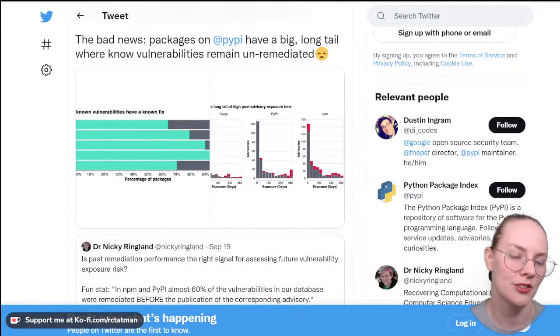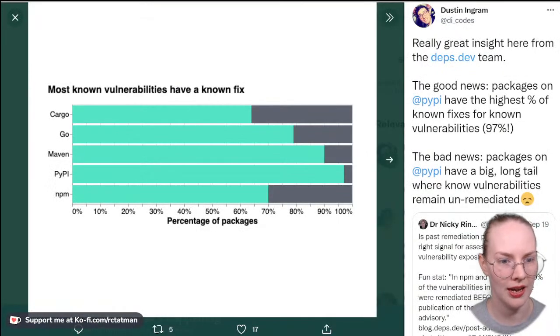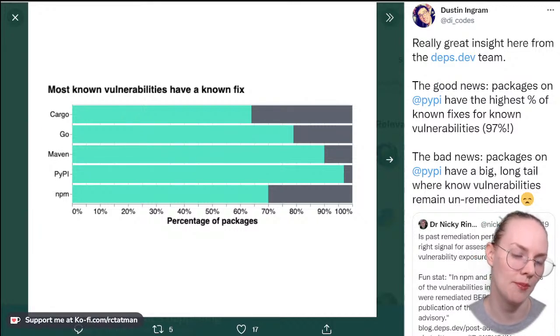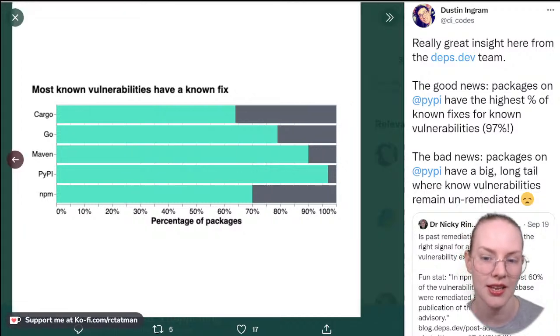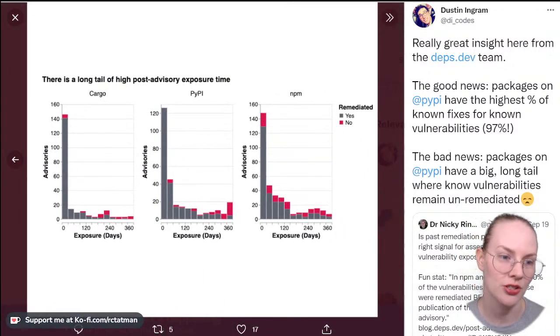And the general issue here is that when you look at different package repositories for different languages, PyPI is pretty good, right? Most of the vulnerabilities that are known about in PyPI packages also have a fix. But there's also a lot of vulnerabilities that don't have a fix, right? So, yeah, just good to know.